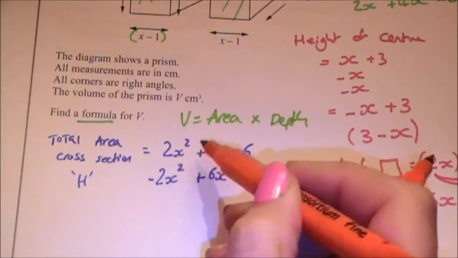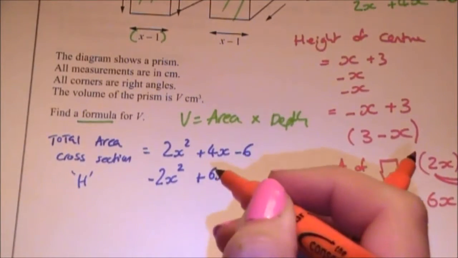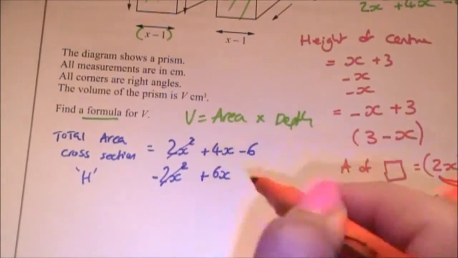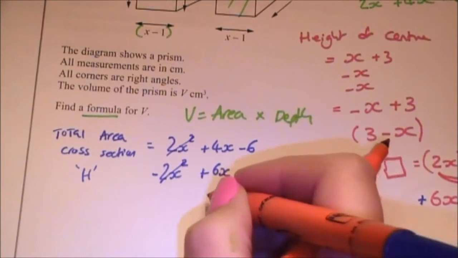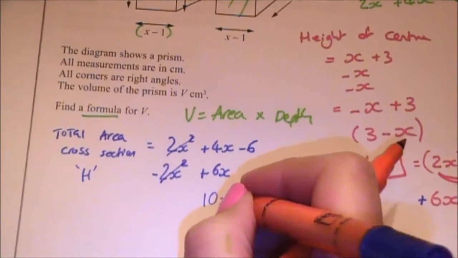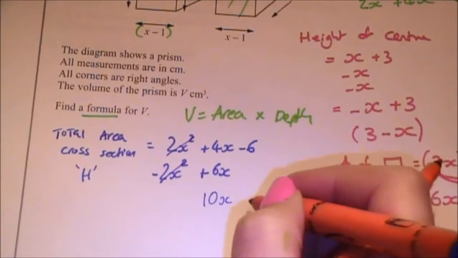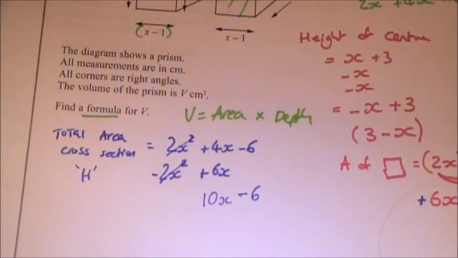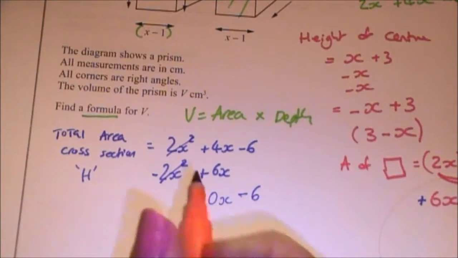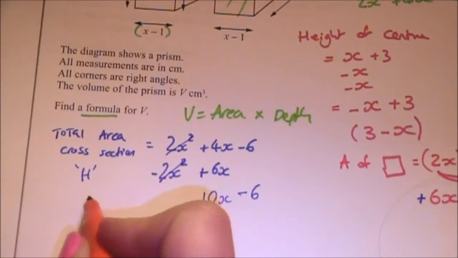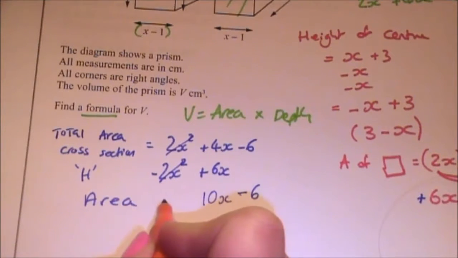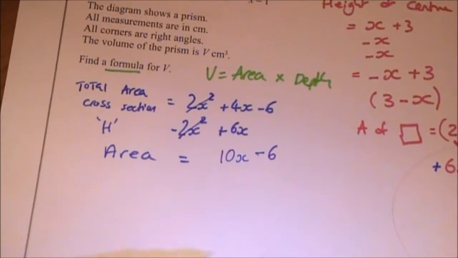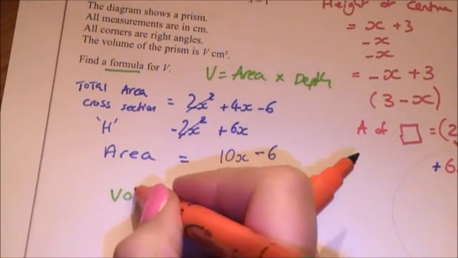So here I've got 2x squared, take away 2x squared, which leaves me with no x squareds. Here I've got 4x and 6x, which is positive 10x. I've not done anything to that negative 6 yet. Now, don't be tempted to leave your question there, because that is not the answer. That's worth quite a few marks. However, that is just the area. Now, what I wanted to find was the volume.